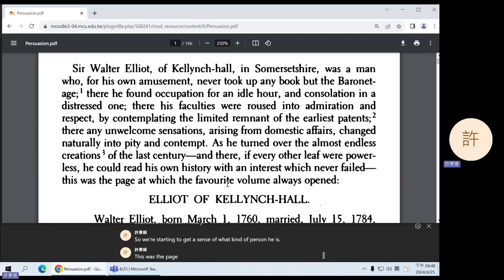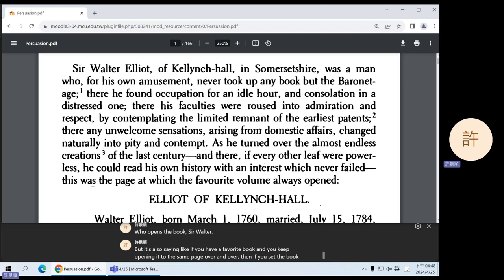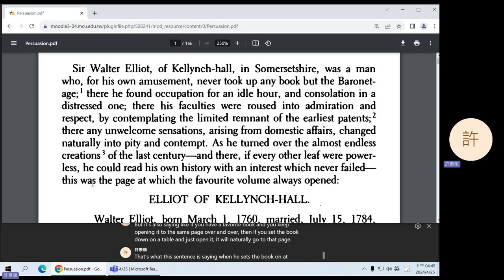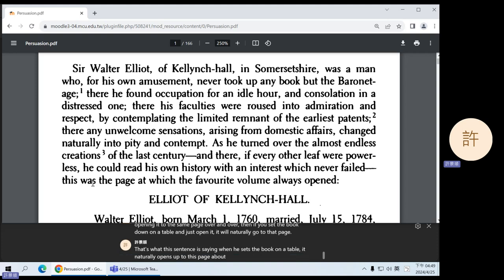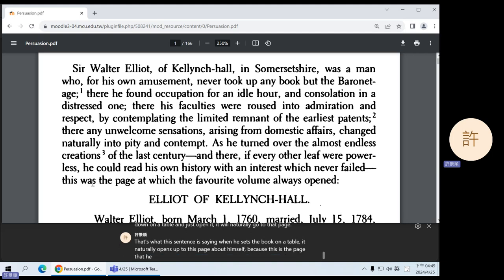This was the page at which the favorite volume always opened. This sentence is also very interesting. It uses the passive voice, or not passive voice. The subject of the sentence is the book. It's saying the book opens. Who opens the book? Sir Walter. But it's also saying, like, if you have a favorite book and you keep opening it to the same page over and over, then if you set the book down on a table and just open it, it will naturally go to that page. That's what this sentence is saying. When he sets the book on a table, it naturally opens up to this page about himself, because this is the page that he keeps reading.